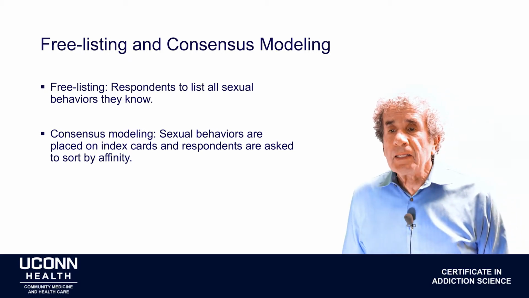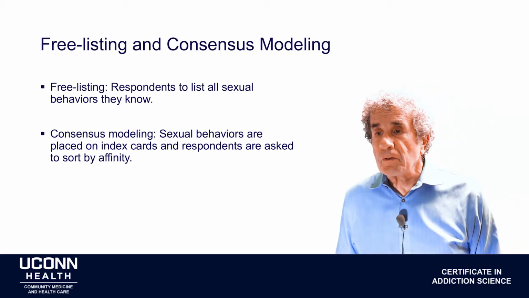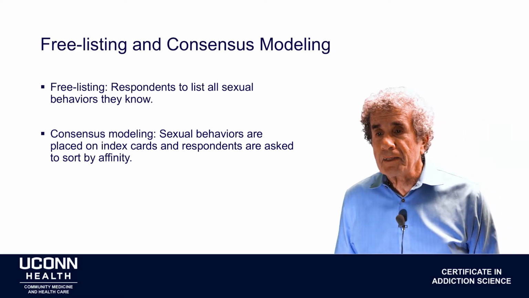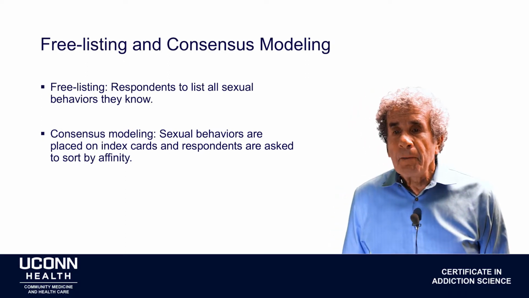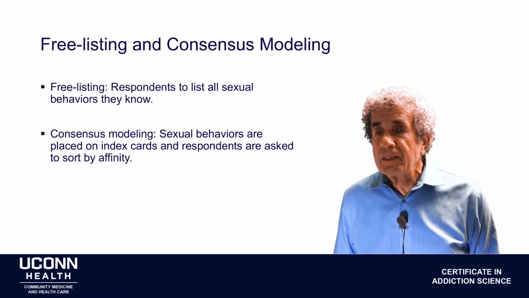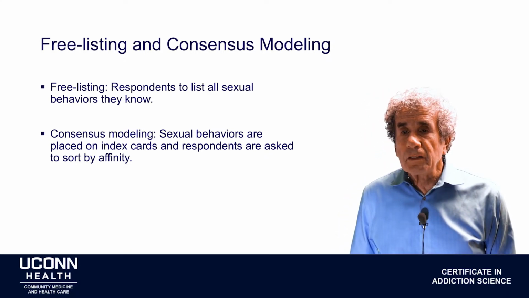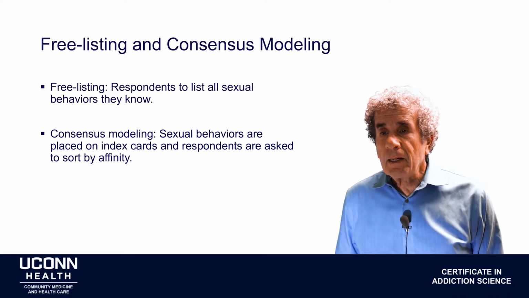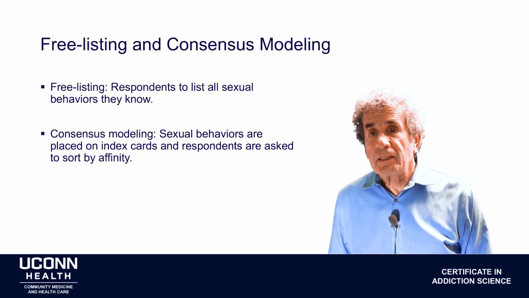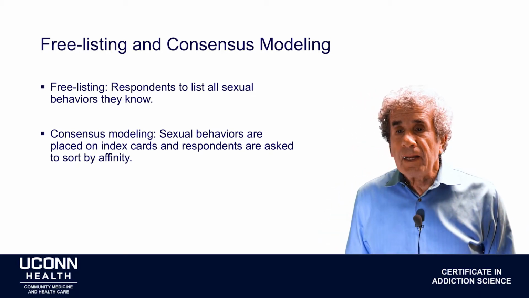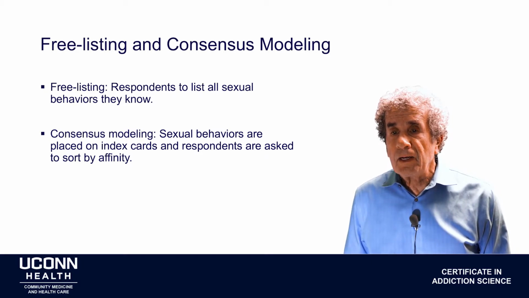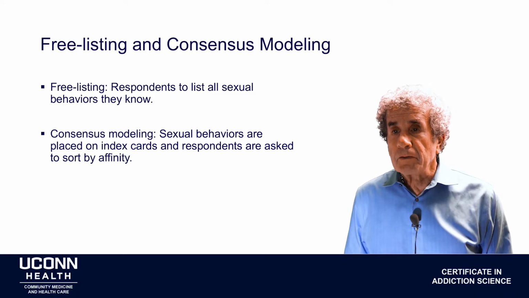involve listing a series of behaviors or events or things. In this case, you'll see that they're structuring sexual behaviors and aggregating them into things that are similar and disaggregating those that are different. And the first step in that is free listing. You list all the, for example, in this case, sexual behaviors. And in the next, you sort them based on their affinity or their lack of affinity to other behaviors.